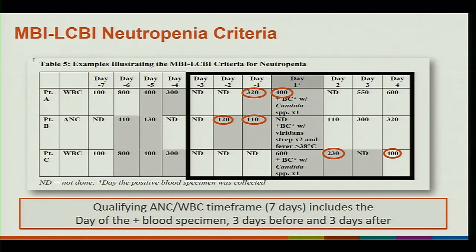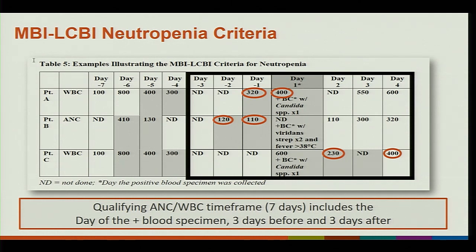Now let's look at patient B. Patient B fully meets LCBI 2 criteria with two positive blood specimens, growing only Viridans group strep plus a qualifying fever greater than 38 degrees Celsius. This patient is also neutropenic on at least two separate days with ANC values less than 500. In this example, the value for day negative 1 is 110 and day negative 2 is 120. So the final determination in this case is MBI-LCBI 2.